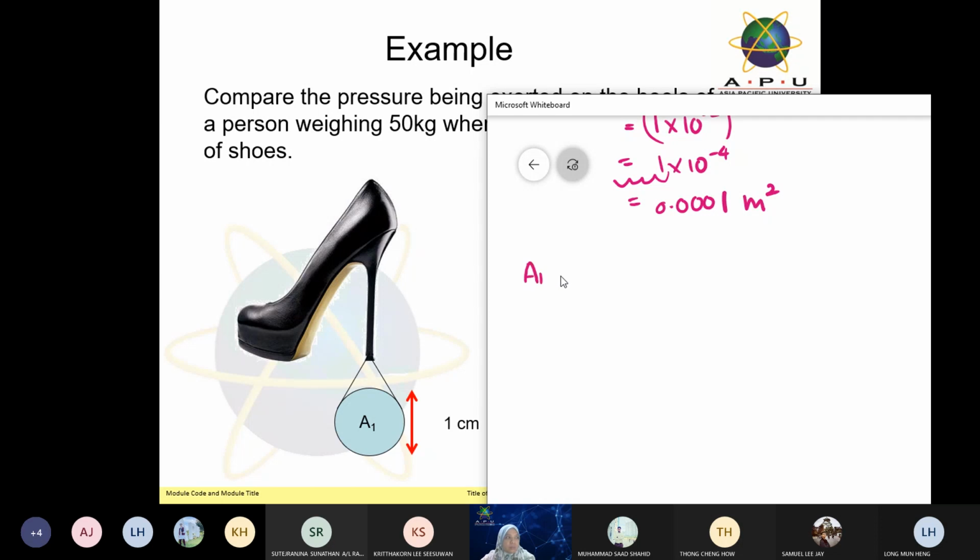For example, A1 equals pi r to the power of 2. This one is diameter, so here I put r equal to 0.5 centimeter, equal to 0.5 times 10 negative 2 meter.